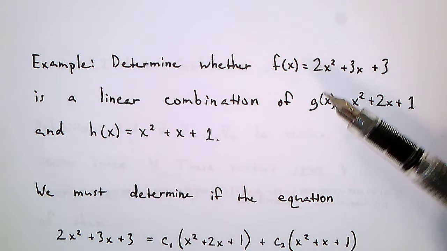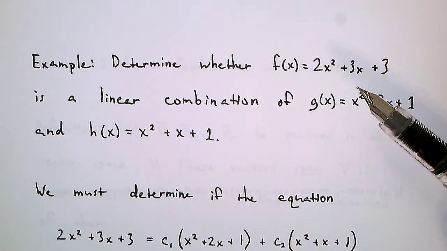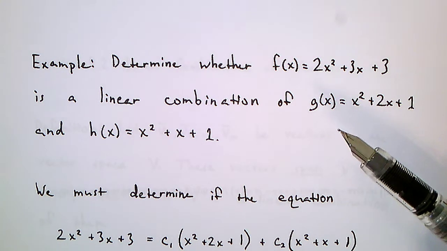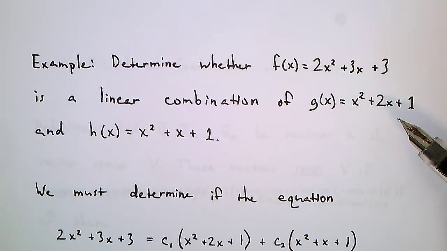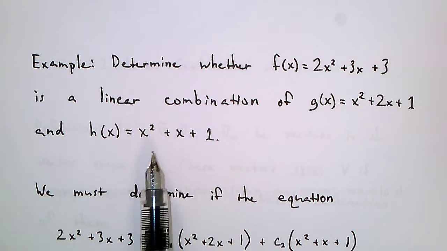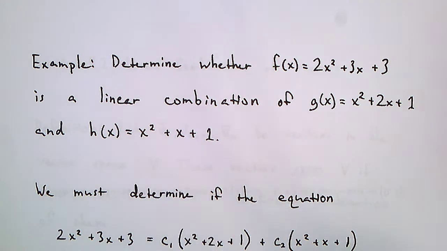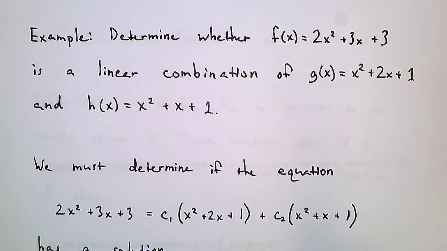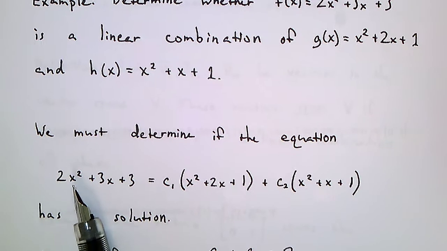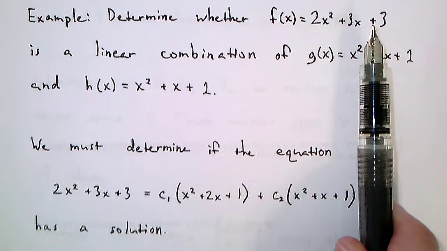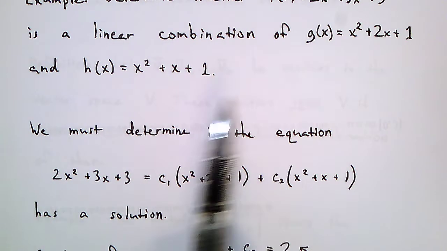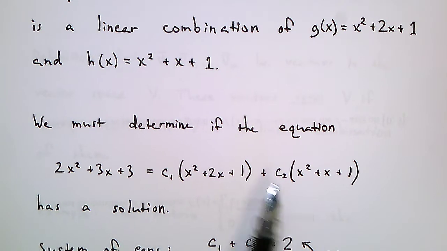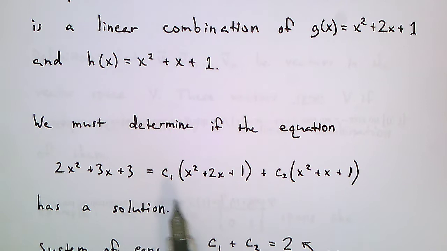I want to determine whether this polynomial f of x equals 2x squared plus 3x plus 3 is a linear combination of these other two polynomials, g of x equals x squared plus 2x plus 1, and h of x equals x squared plus x plus 1. So we're still solving an equation, but this time our equation has polynomials. I want to see if this one, f, is a linear combination of the other two. So that means I have to see if there are scalars c1 and c2 that satisfy this polynomial equation.